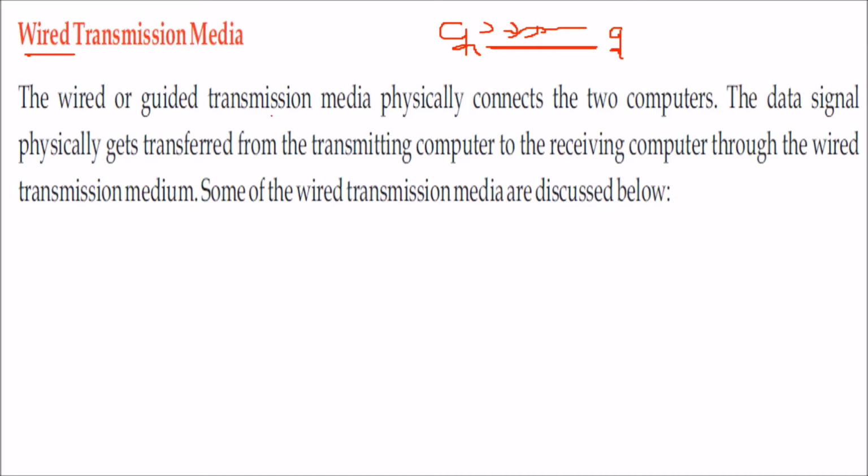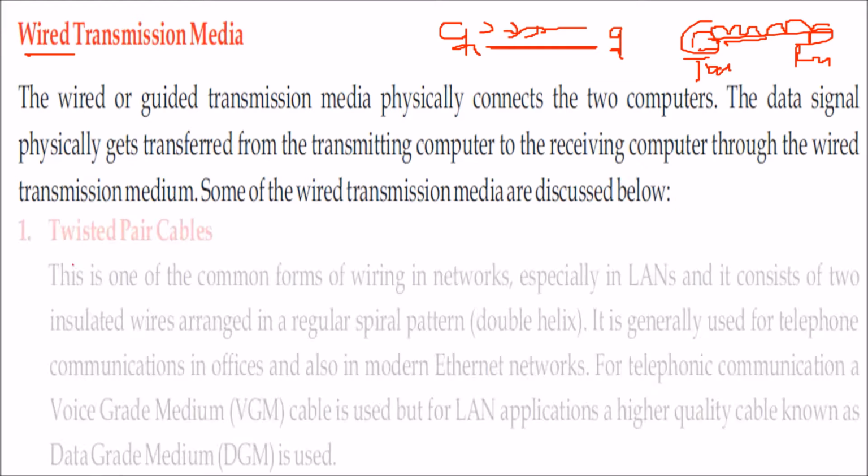So a wired or guided transmission medium is going to physically connect two computers, and these data signals are going to get physically transferred from the transmitting computer, this TX, to the receiving computer, RX, and there has to be a wired medium. And there are various wired transmission media.